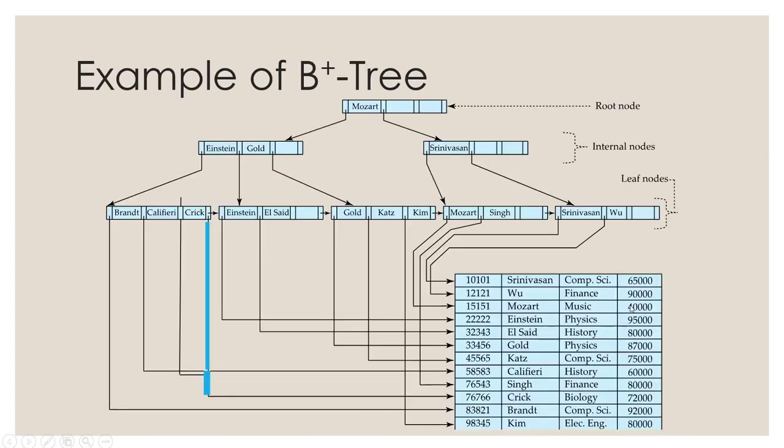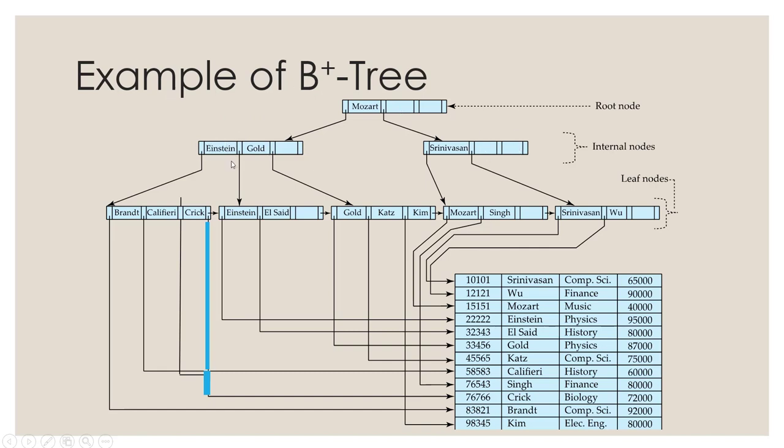So here is an example of a B plus tree. Up here we have our root node, and down here these are the leaf nodes. And these are the non-leaf nodes. We have 2 nodes. Okay, and these are the actual index values. And as you can see, not everything has to be full.